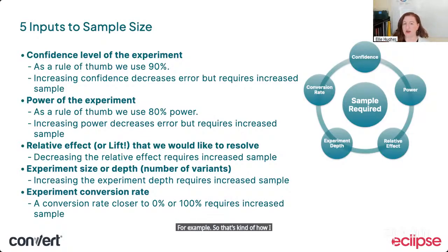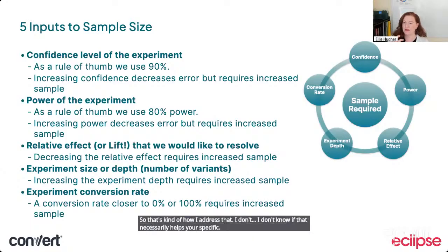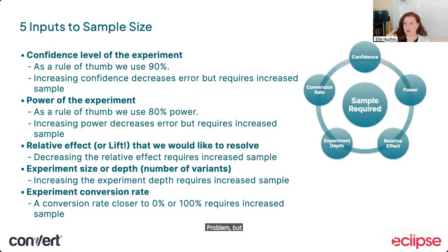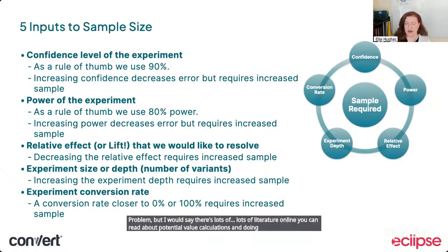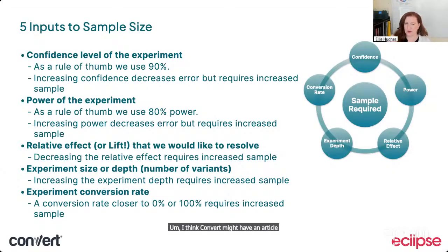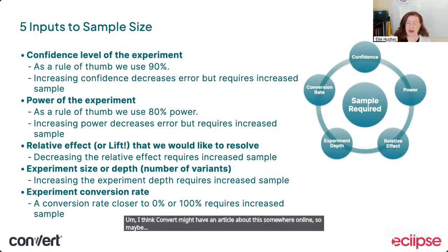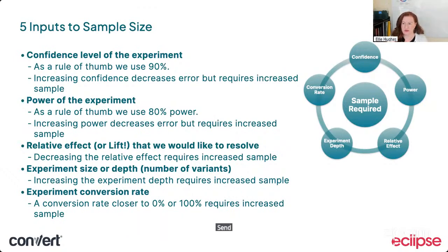I don't know if that necessarily helps your specific problem, but there's lots of literature online you can read about potential value calculations and doing ROI modeling. I think Convert might have an article about this somewhere online. So maybe that can be shared at the end, or when we send out the resources afterwards, we can send some examples of how to do that. But that's definitely the way that I would think about doing it.